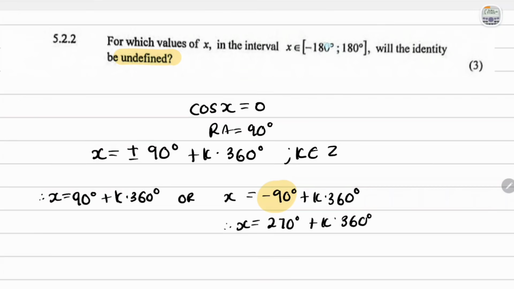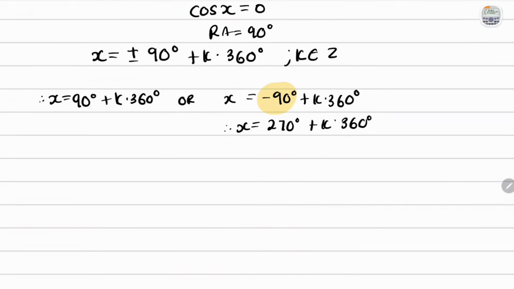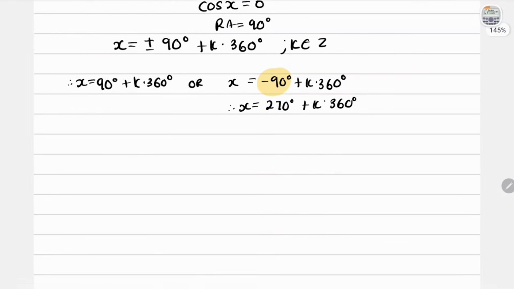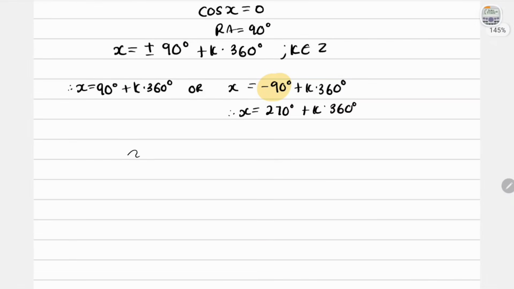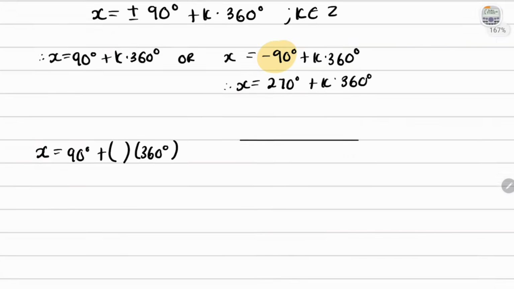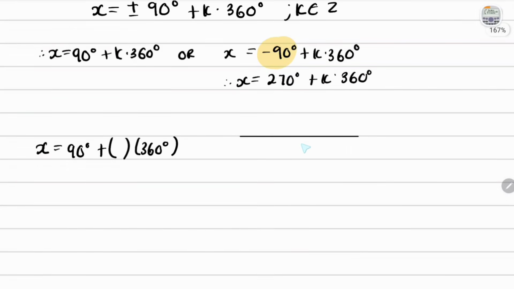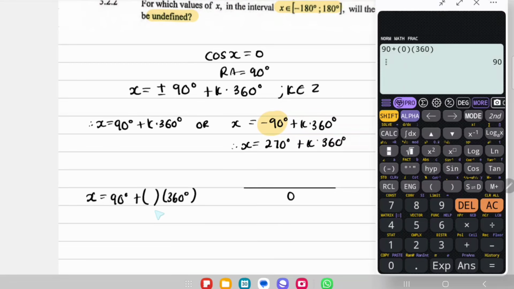So this is the general solution. We need to find specific solutions for this interval. How we're going to find that is you can use a number line. I just feel like it's neater to use a number line. So I'm going to start with the first one, where x is equal to 90 degrees plus, and in place of k, we'll put our integer value, then we have 360 degrees. Using a number line just to have a bit of structure here, you can try substituting 0. If you substitute 0 into here, you're going to get 90 degrees.